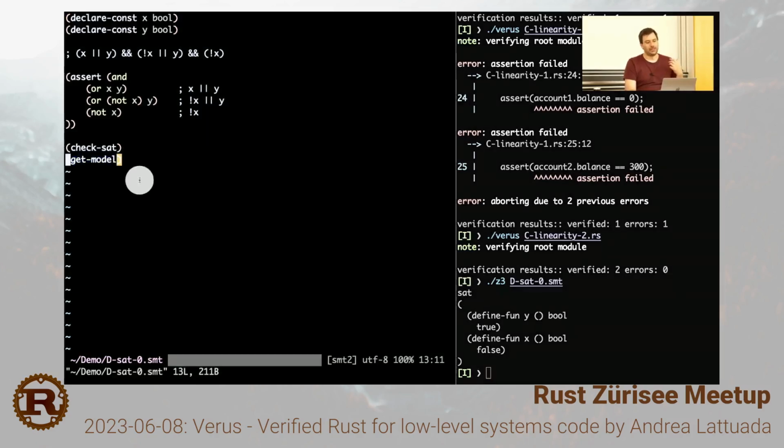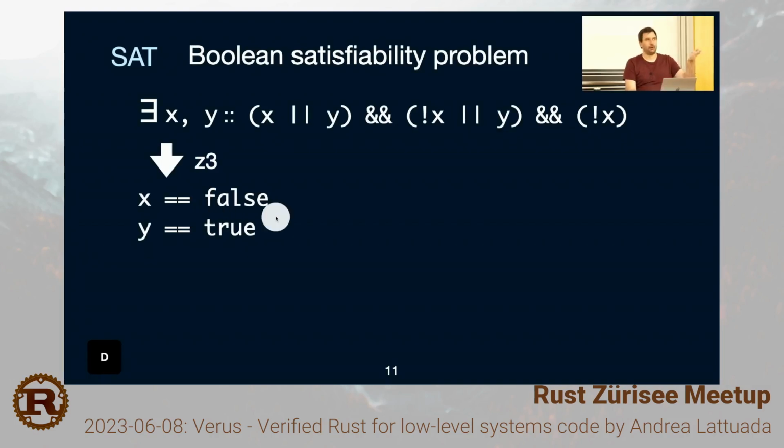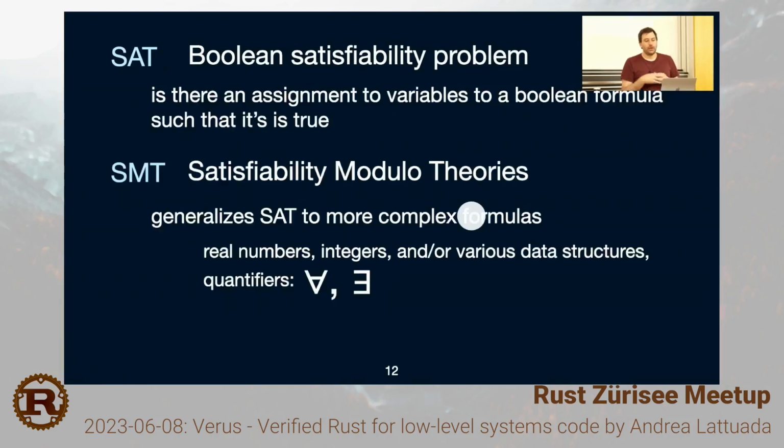And get-model means tell me what one of those assignments could be. And here it's saying that y is true and x is false, which is what we expected from before. Cool.